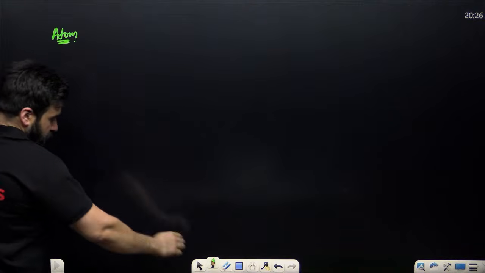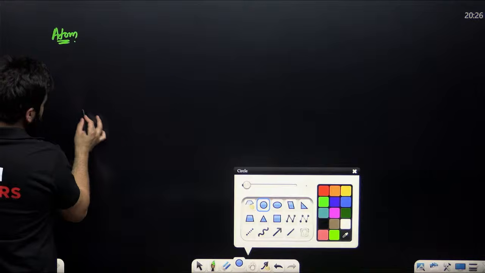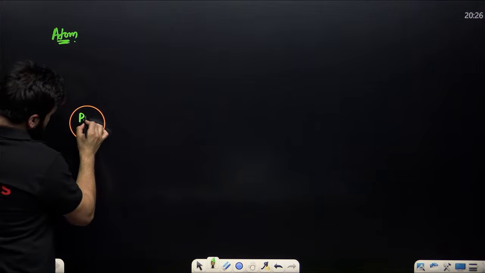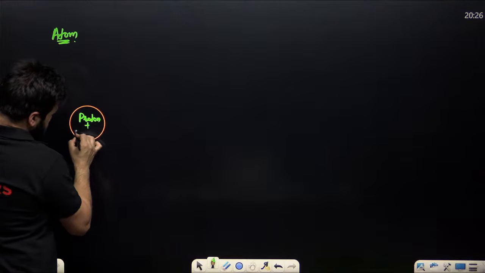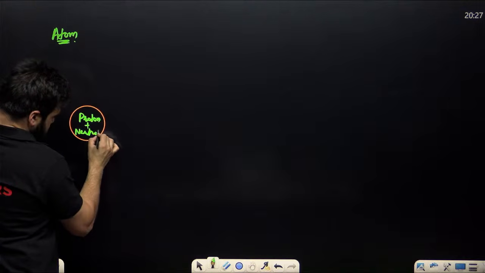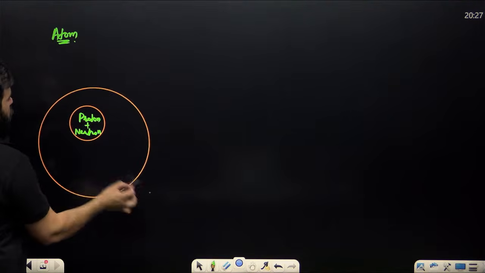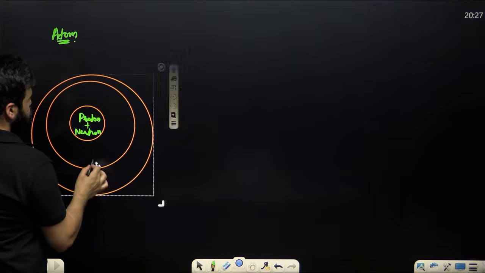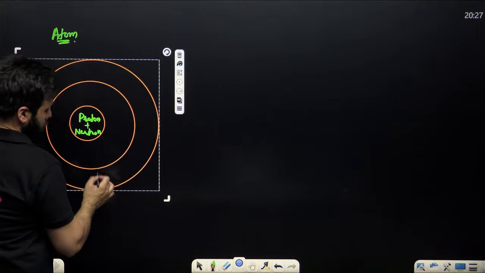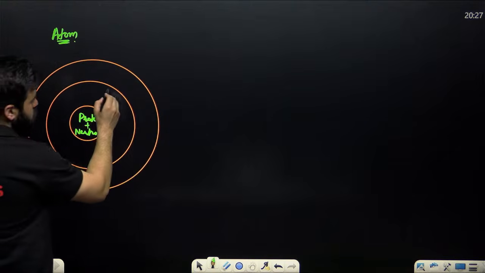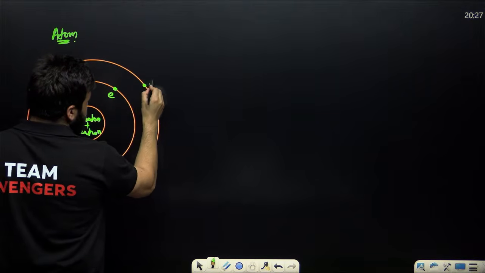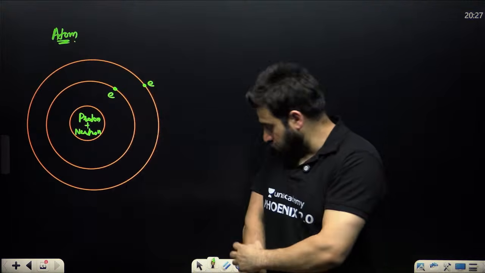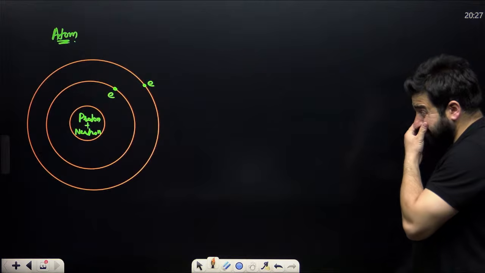Listen carefully. We said this atom has the nucleus at the center. This is the nucleus of the atom. Inside the nucleus, you have protons and neutrons. And around this nucleus, you have electrons revolving around the nucleus, boys and girls. So this is going to be the electron. This is going to be the electron. And electrons revolve in the orbits.